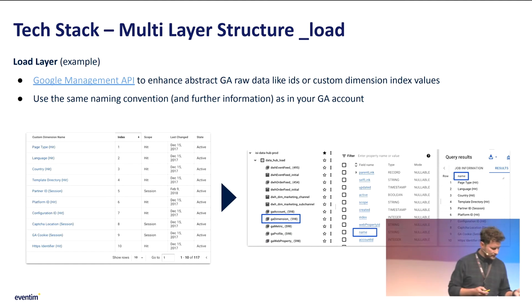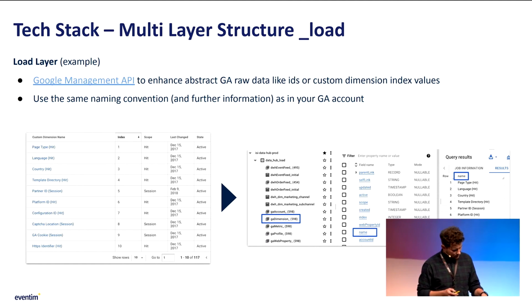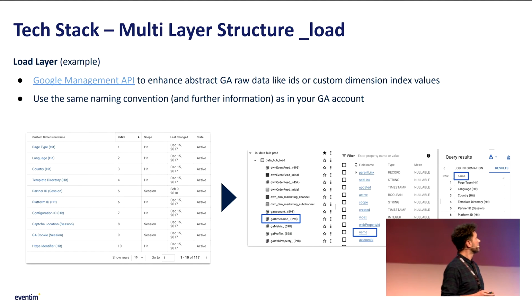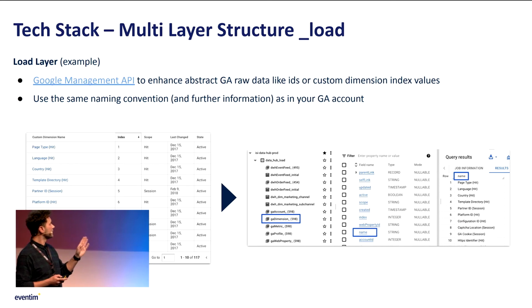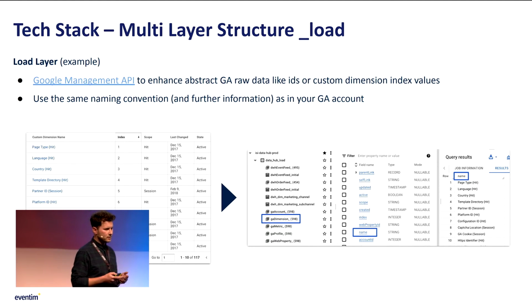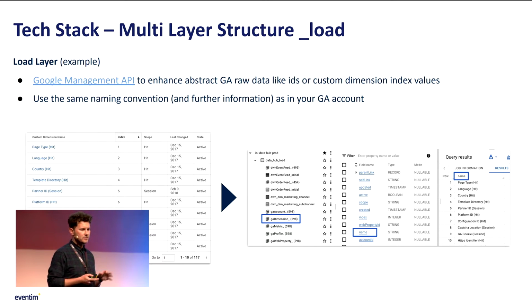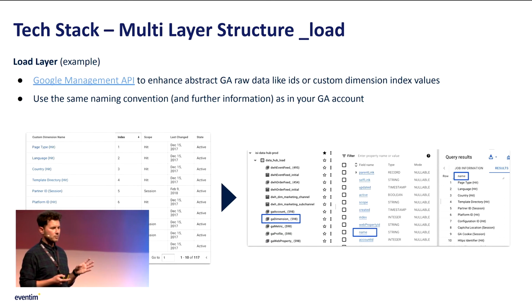So you see on the very right side, it goes from the load layer, it's GA dimensions, and you see the actual name, and then here we go. You have the page type hit, language hit, or whatever is set up as custom dimension in Google Analytics. You already see it in BigQuery as well, which is quite cool from an analyst perspective, for analysts who are using BigQuery as an analytics solution. You don't need to take care of some kind of index information. You can just query the data as you might know it from Google Analytics.